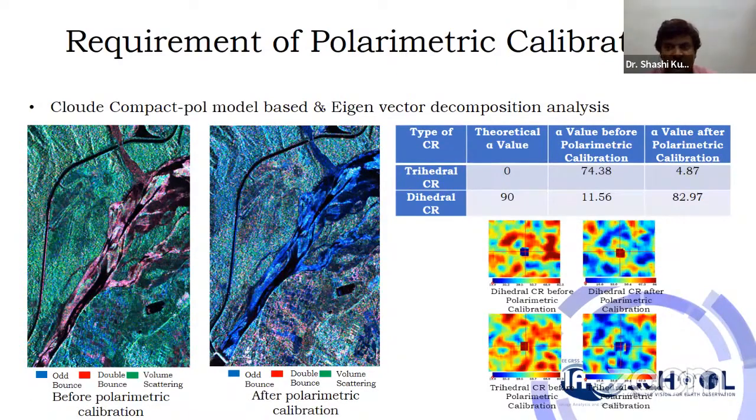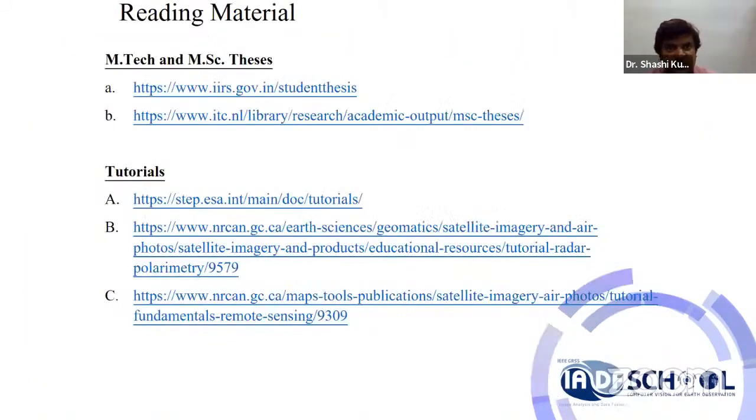But one should know whether the data set is polarimetrically calibrated or not, because when people are processing the data set, they sometimes think that there is a processing error. But sometimes, due to the polarimetric distortion, if the data set is not well calibrated, we are getting the error in the data. Now, I will suggest one can go to several tutorials. Very good MTech and MSc theses are available on the given sites. One can go through these sites, and if the links change, later on I will provide the latest links.